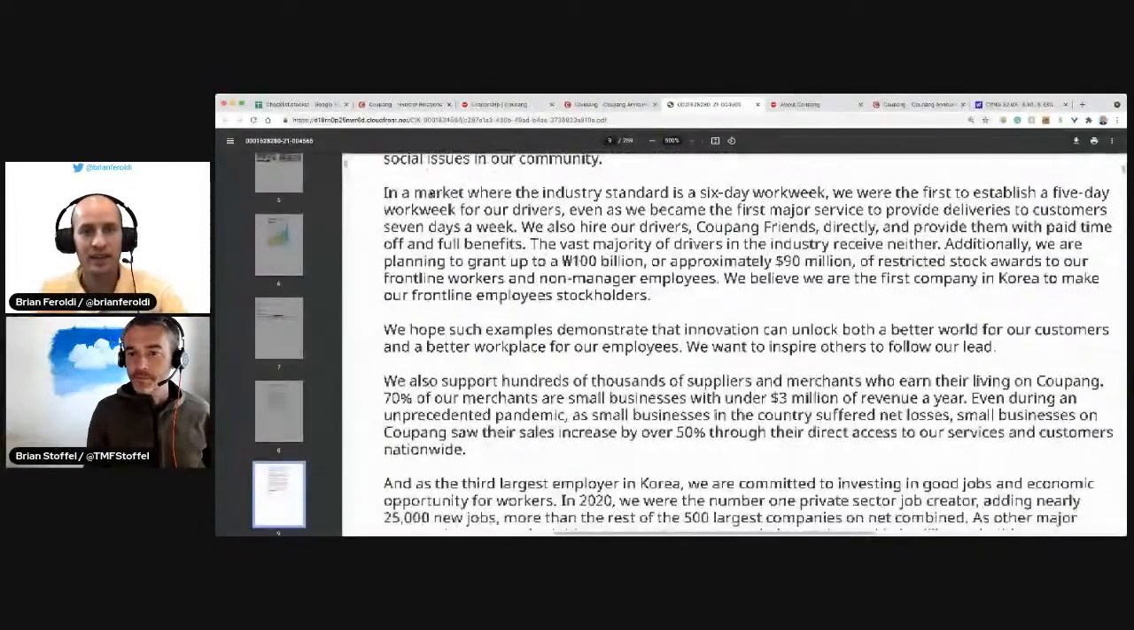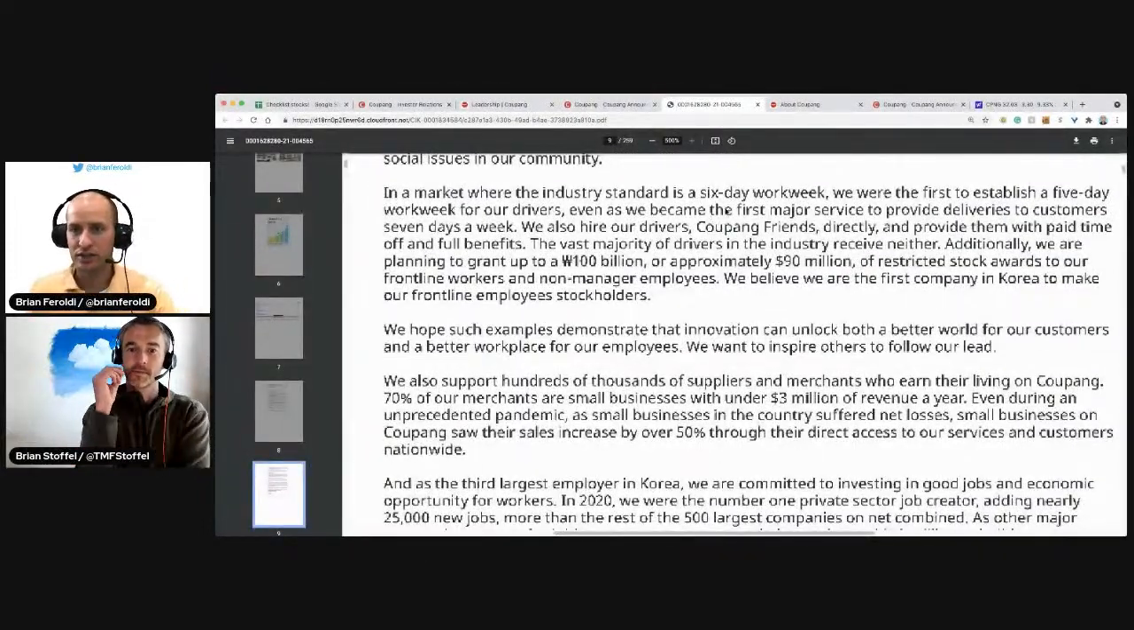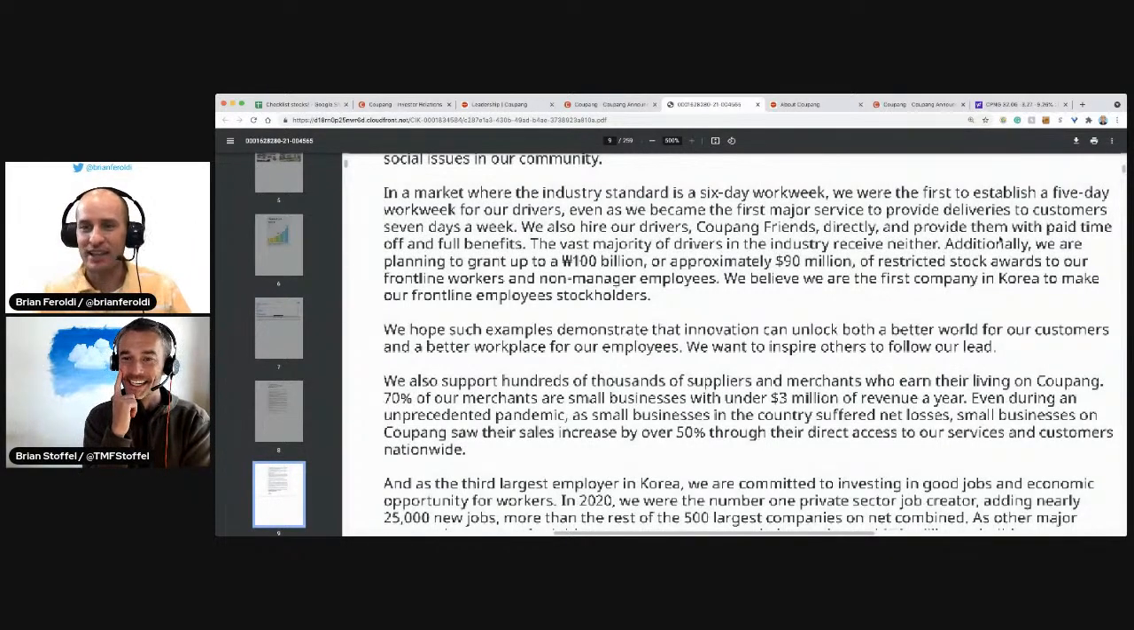Yeah. Okay. In the market where the industry standard is a six-day work week, we were the first to establish a five-day work week. Hey. Even as we became the first major service to provide deliveries to customers seven days a week, we also hire our drivers, Coupang friends, directly and provide them with paid time off and full benefits. The vast majority of drivers in the industry receive neither.